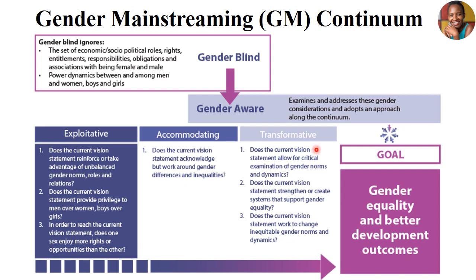So the goal of the gender mainstreaming continuum is to be gender transformative, with the end goal of having gender equality and better development outcomes. So I hope you can see how this continuum flows. We have the gender blind, where we are not looking at anything that is transformative. We just ignore any imbalances that are at play in our society. Then with time, we become gender aware, and so we start examining the different gender considerations and needs, and this allows us now to pick a gender continuum, which could either be exploitative, accommodating, or transformative.